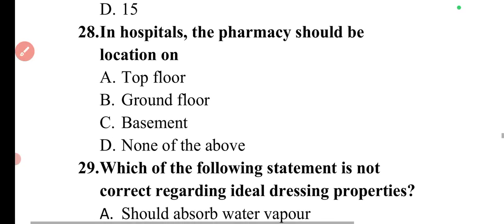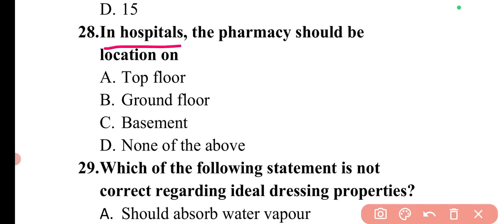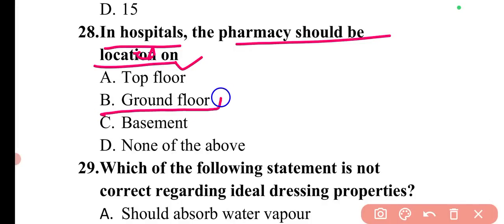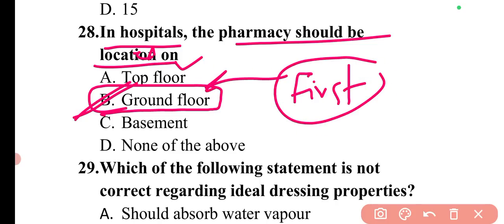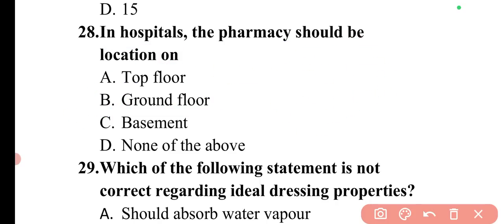Now we can move to another question. The question is, in hospitals, the pharmacy should be located on. So basically in hospitals, the pharmacy should be easily accessible. It should be located where it is easily accessible for all category of patients. So it should be located on the ground floor, or either it can be located on the first floor, but mostly the ground floor is the preferred one. So here option B is correct.